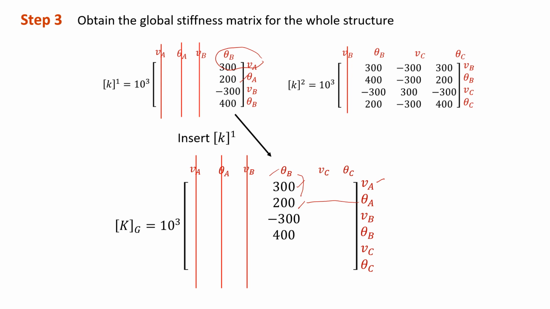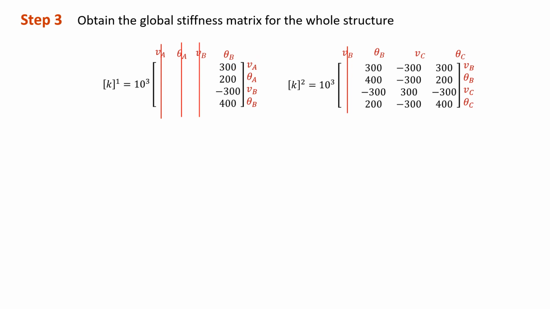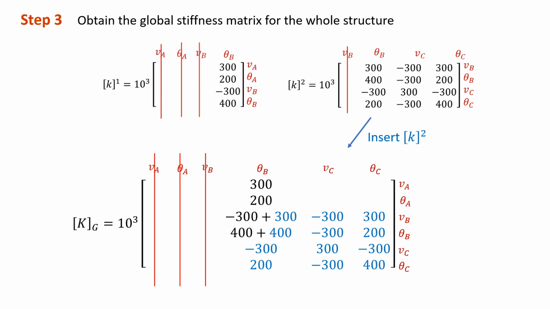And we insert the rest of the value until theta B and theta B, which is 400. Next, we have to insert the K2, which I put in the blue color to differentiate from the first element. So in this matrix, it starts from 300, which is theta B and VB.